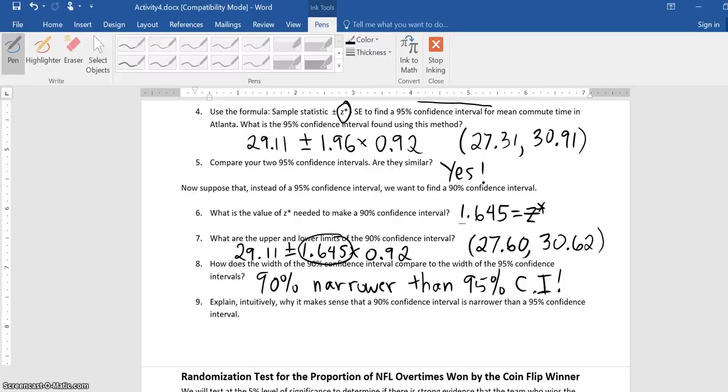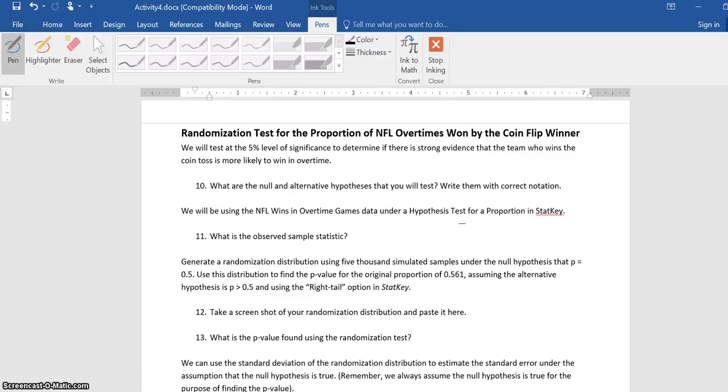Now in the second part of the activity, we're going to do a randomization test and a test based on a normal distribution for the proportion of NFL overtime games that are won by the coin flip winner. So we're going to test at the 5% level of significance to determine if there's strong evidence that the team who wins the coin toss is more likely to win in overtime. So the first thing we need is our null and alternative hypotheses. We're going to need to write them in terms of the parameter.